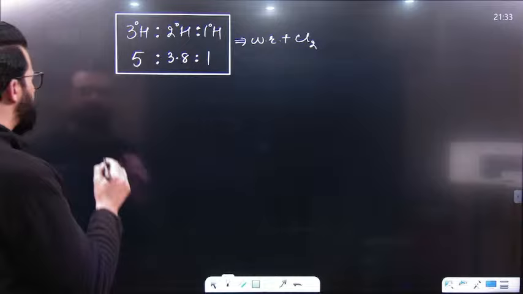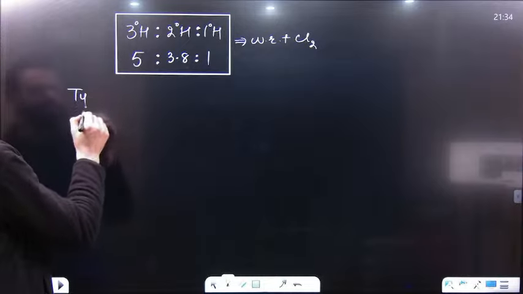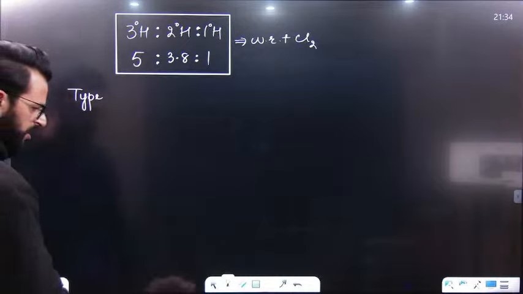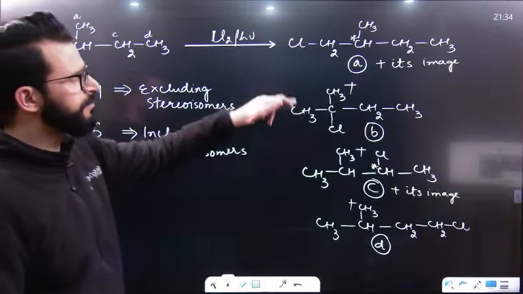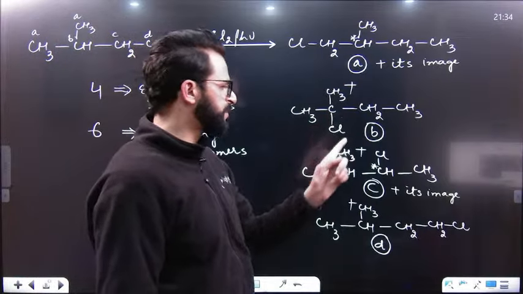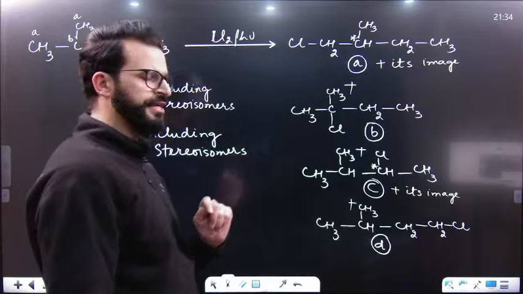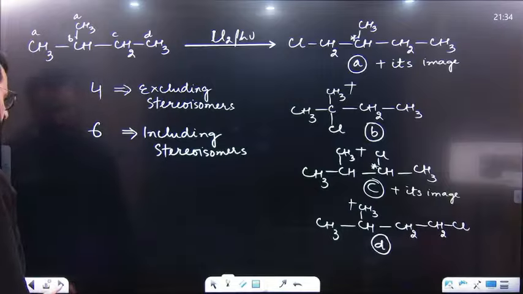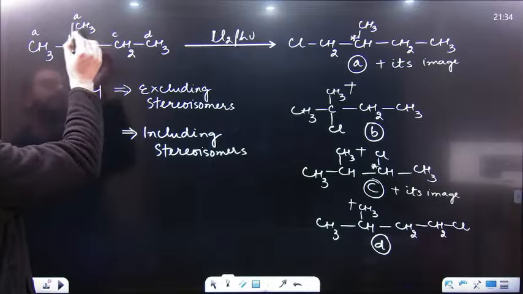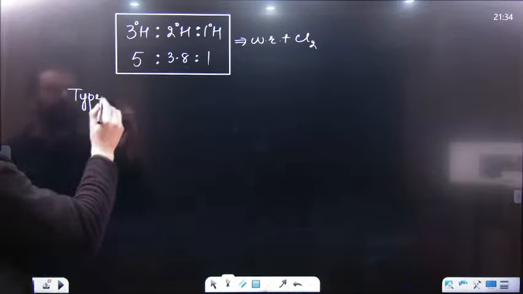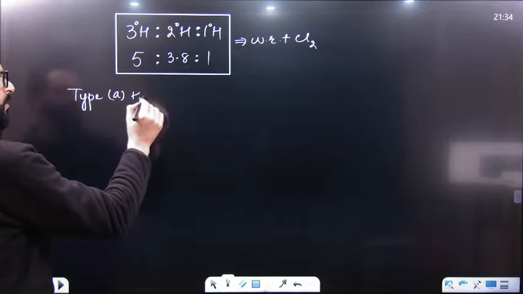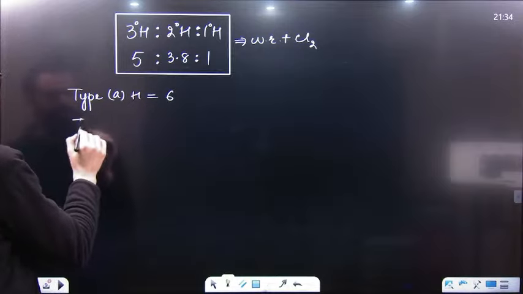Now, if I ask in this question what will be the percentage of this, this, this, or this, have a look. I will write down how many type A hydrogens were present in this. 3 and 3, 6. That means type A hydrogens are 6 in number. Similarly, type B hydrogen.